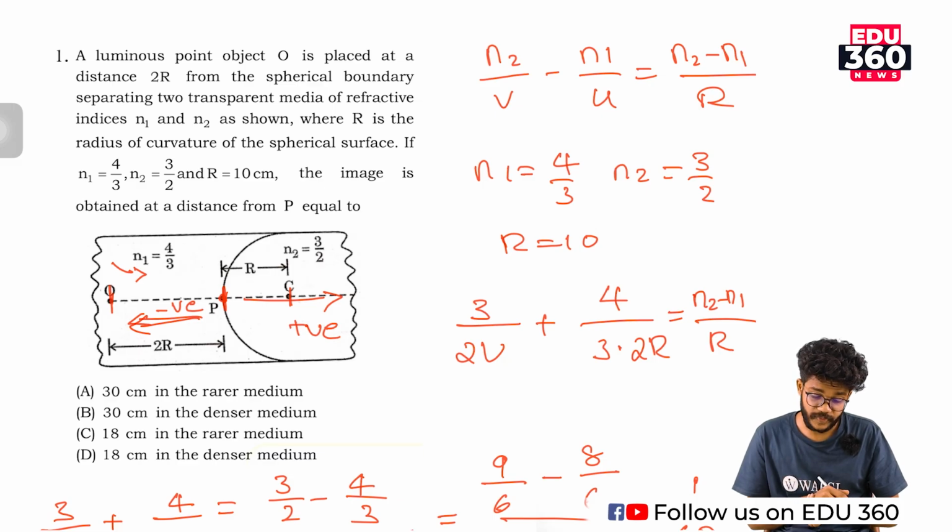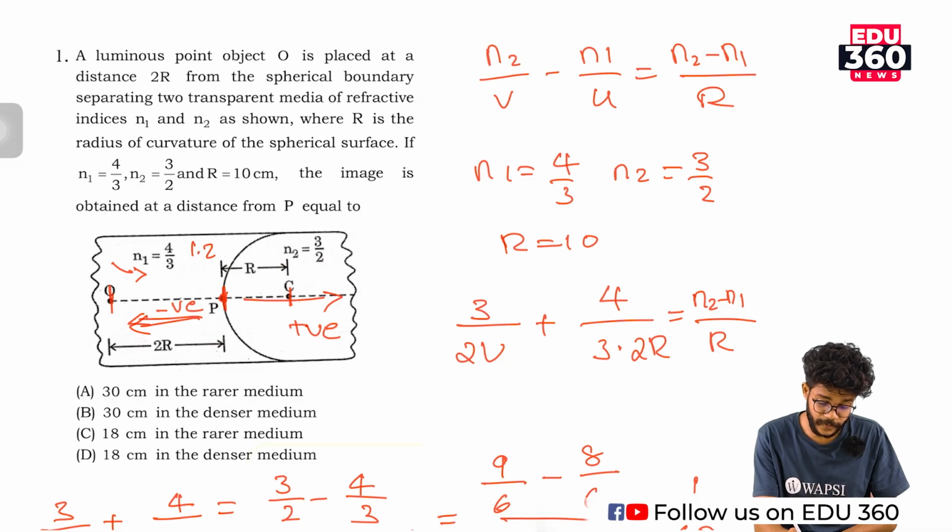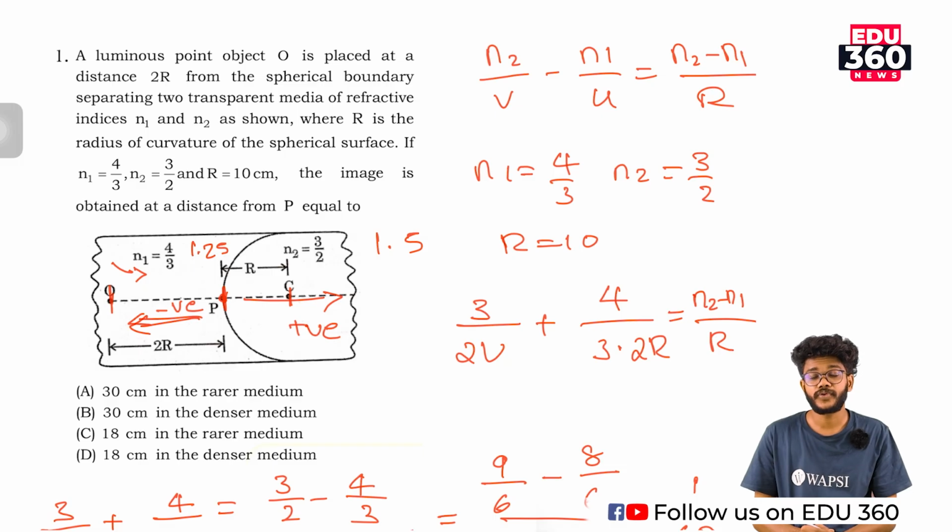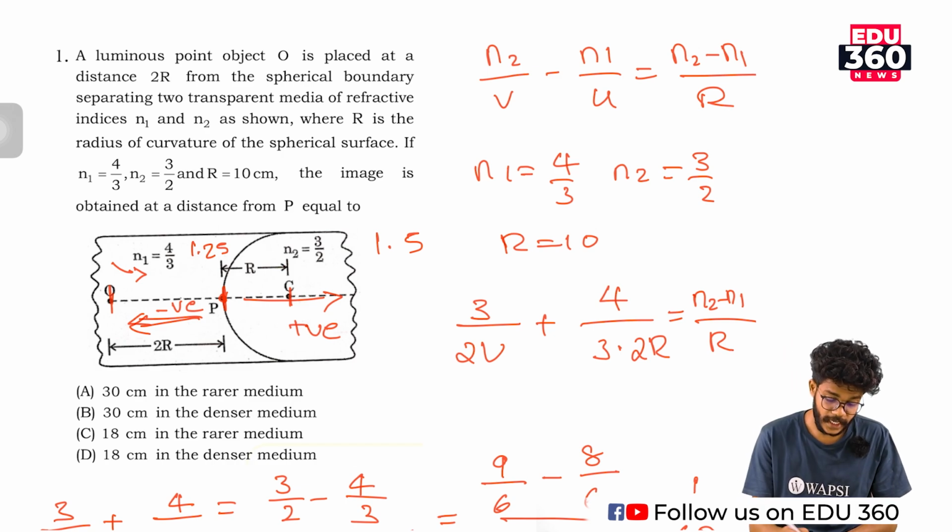Which one is greater, 4 by 3 or 3 by 2? 4 by 3 means 1.33, 3 by 2 means 1.5. Which is greater? 1.5. So 1.5 is denser and n1 is rarer. So 30 centimeter in the rarer medium, option A is the correct answer.